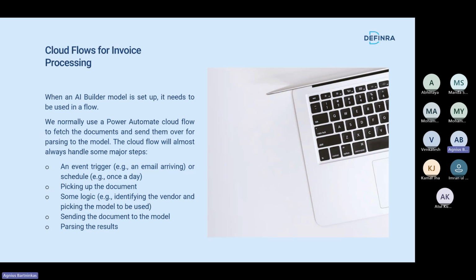Then we would just pick up the document, get its contents, maybe have some logic like identifying the vendor, maybe picking the model to be used if we have more than one. Then sending the document through the model to be processed, and then parsing the results. That's the minimum that we would normally have in a cloud flow, to just basically get the document and get the data out of it by using AI Builder.